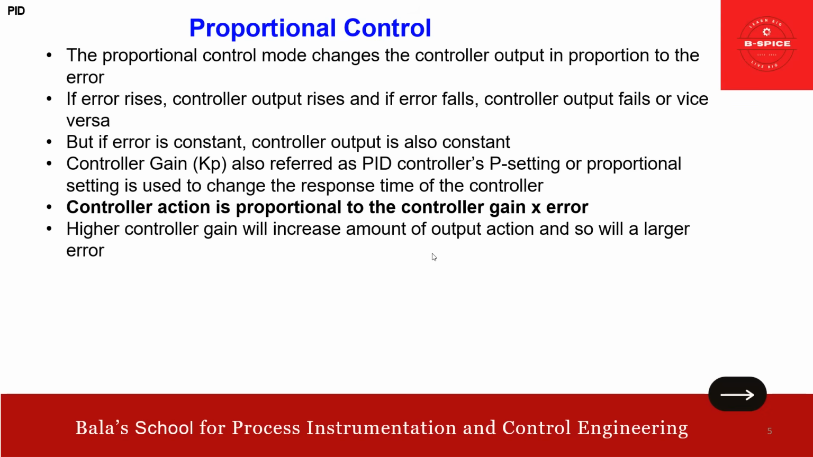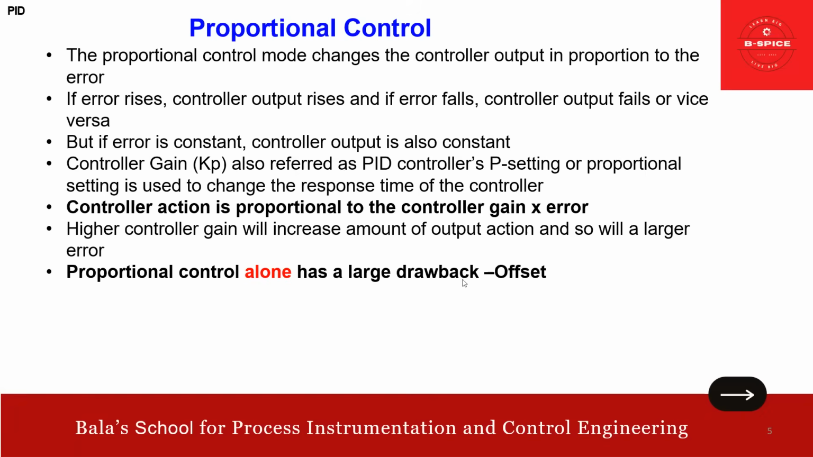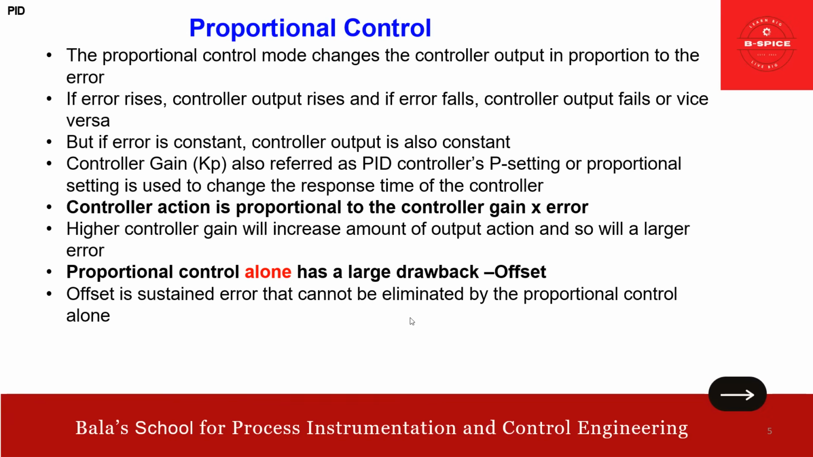Higher the controller gain will increase the amount of output action. So larger will be the error. Obvious, right? Higher the controller gain will increase the amount of output action and larger will be the error. So the point to note here is proportional control alone, meaning with this control alone, has a large drawback. What is that? Offset. Very simple. Offset is a sustained error that cannot be eliminated by the proportional control alone. So that is the point.